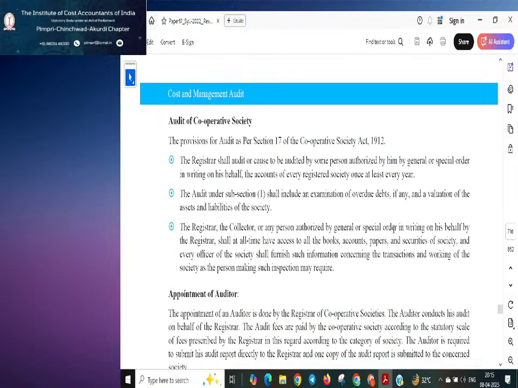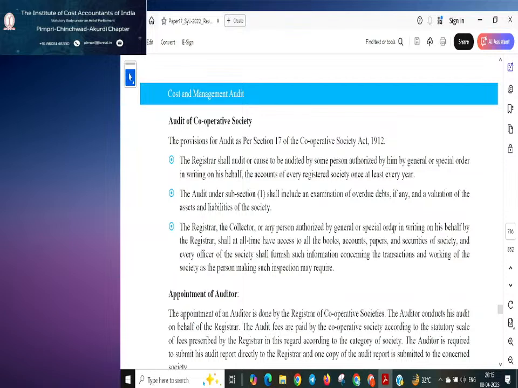Then comes audit of cooperative societies. We have already seen Section 17 of the Cooperative Societies Act. What does it say? The registrar shall audit, or cause to be audited by some person authorized by him by general or special order in writing on his behalf, the accounts of every registered society at least once every year. So annual audit is a must there.